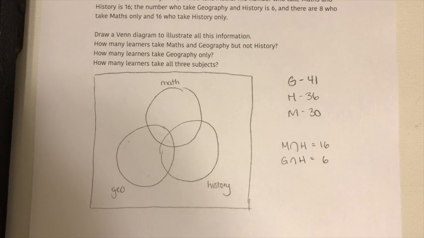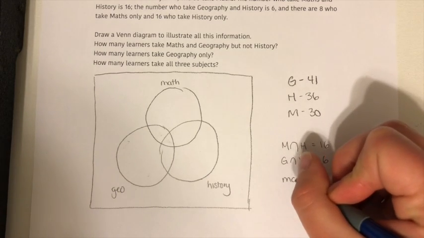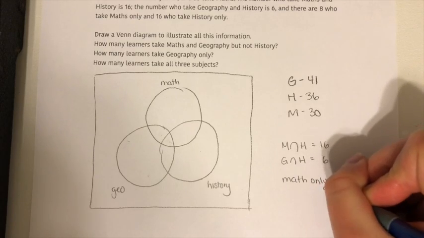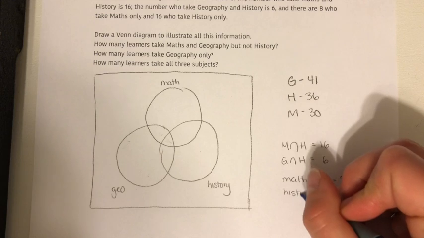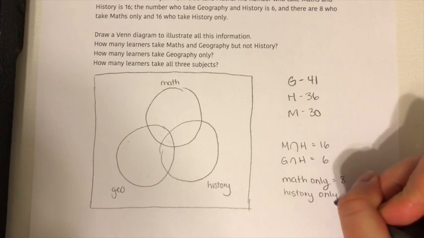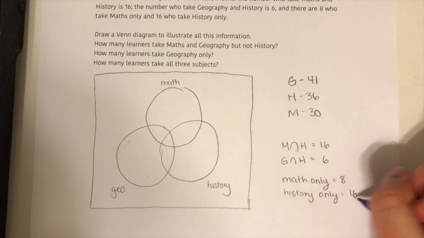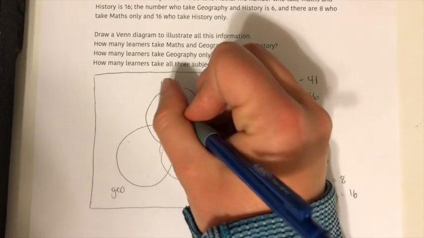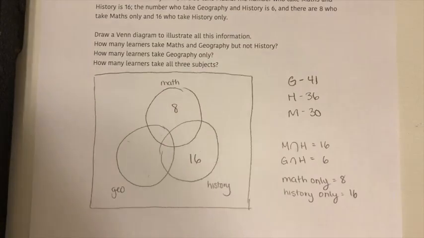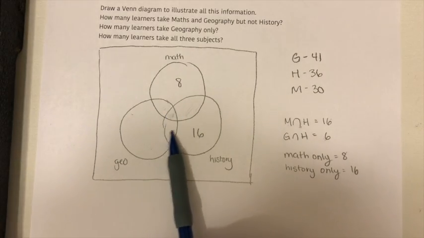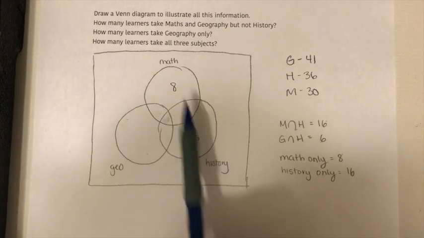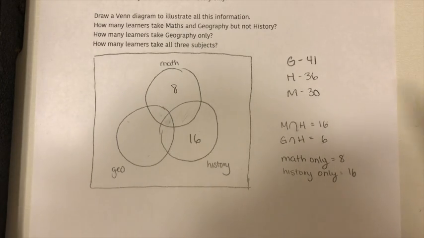Okay. Then we have a math only, 8, and a history only, which is 16. So those two we can fill in right away. Okay, so this is where this puzzle gets a little bit trickier because there's not any other ones other than the onlys that we can fill in right away.